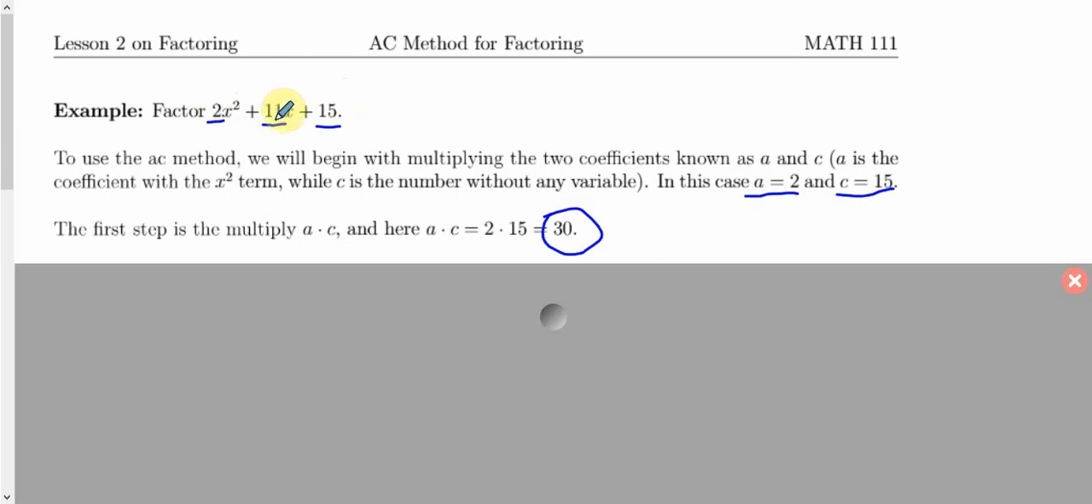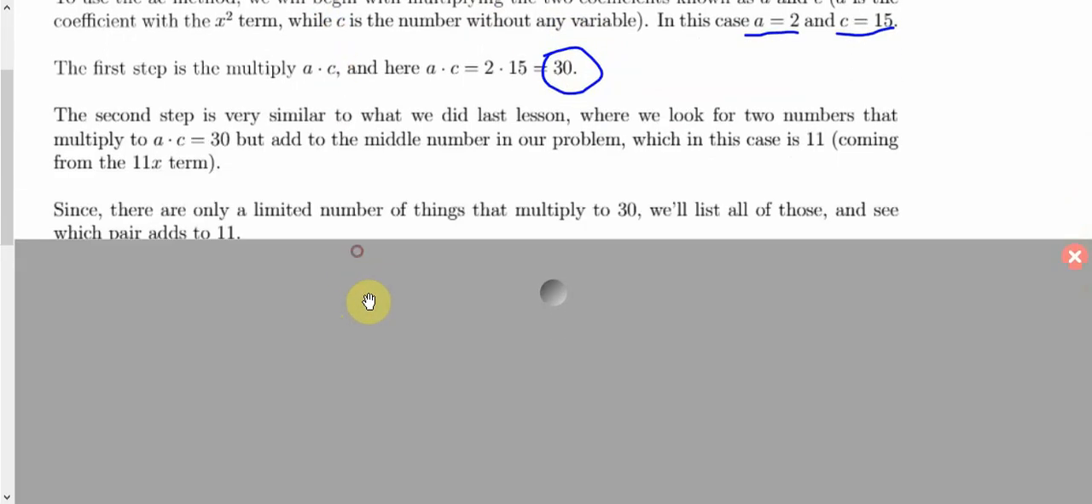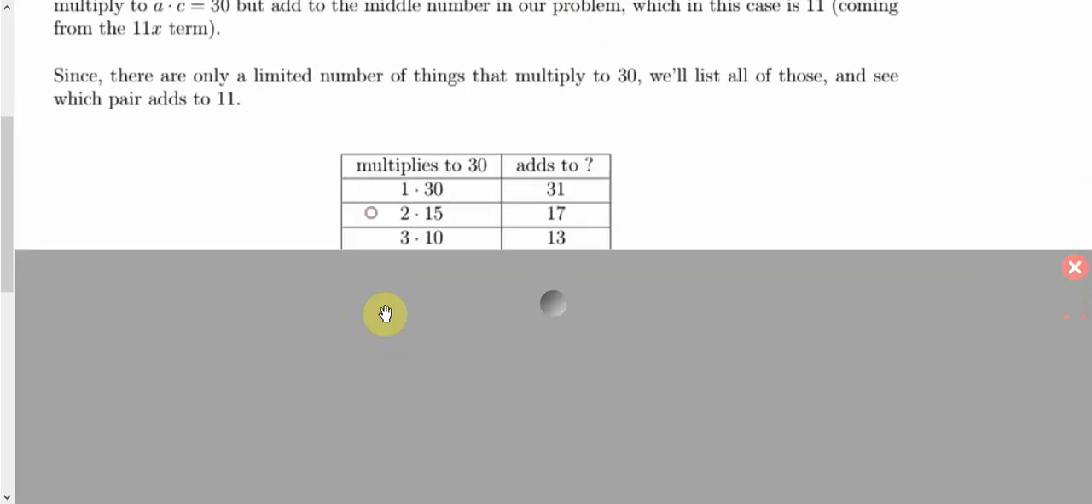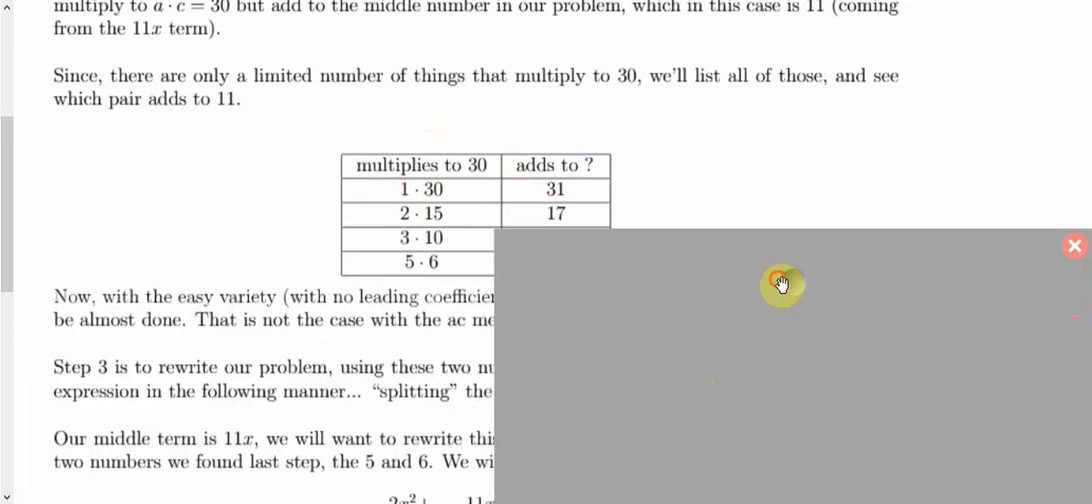We're going to play the same game, except we're going to see what numbers multiply to 30 and add to 11. And so that's all that writing is saying. So let's see. These are all the numbers that multiply to 30. Because there's a limited number of things that multiply to 30 and an infinite number of things that add to 11, let's list all the things that multiply to 30 over here.